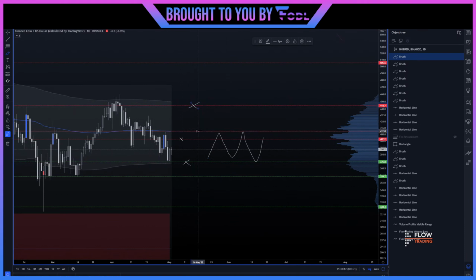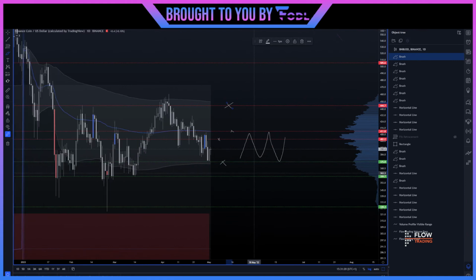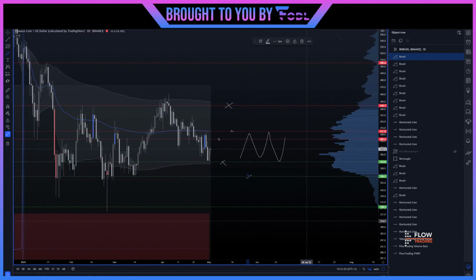Break above that, and I think we've got a very good chance of going to 450. However, in the meantime, if we cannot get above that, I think we get range bound in between $375 and $400. All right, break below that, and I think this level here should act as support as well, around about $360. Does that make sense?